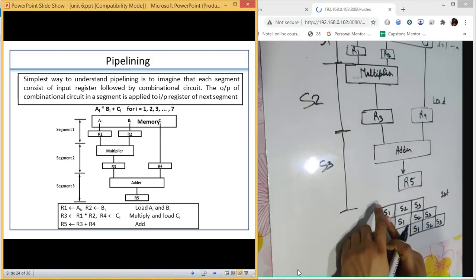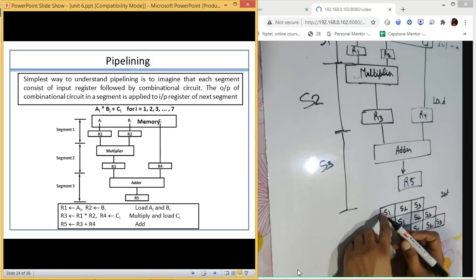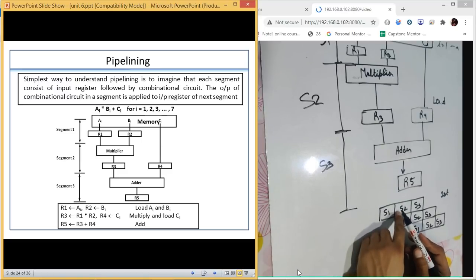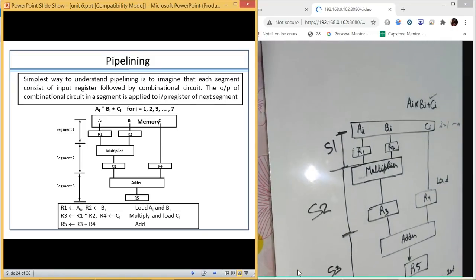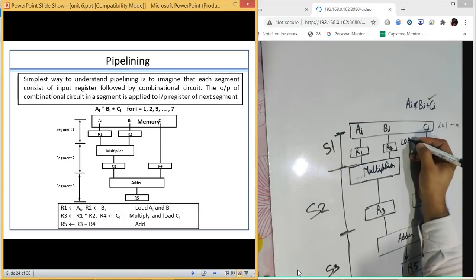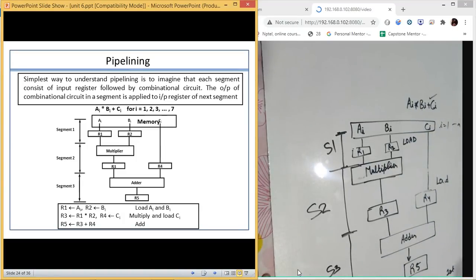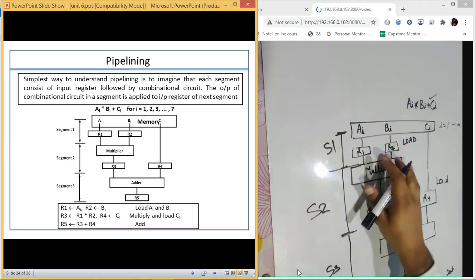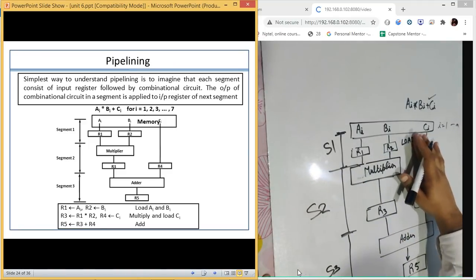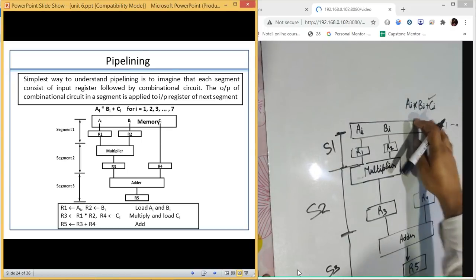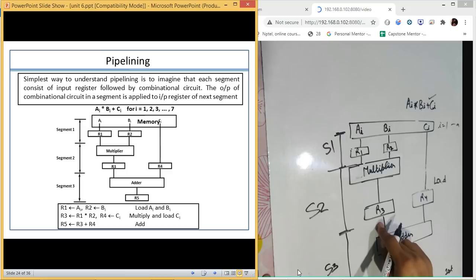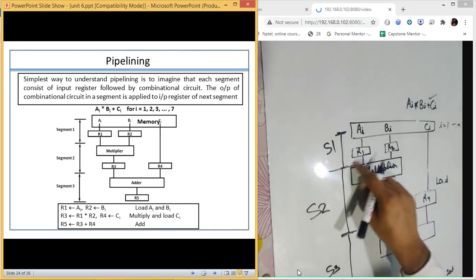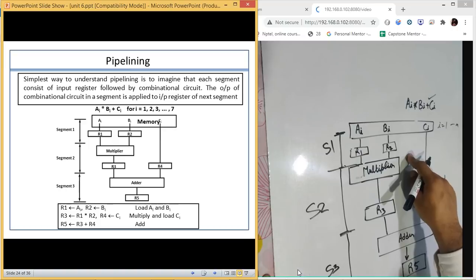Now what happens at this place? When my first execution is in segment 1, no other process can enter. But when it enters segment 2, the second instruction is in segment 1. What does it mean? The process of load, when it is getting executed for the first instruction, no other value can be loaded at this place. But once this value is loaded, then when it starts the multiplication process, at that time we are going to load the new values of A and B.